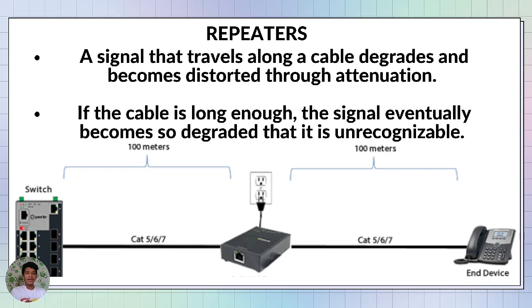So, repeaters. A signal that travels along a cable degrades and becomes distorted through attenuation. If the cable is long enough, the signal eventually becomes so degraded that it is unrecognizable. As shown in the figure, repeaters accept a signal, clean it, regenerate it, and send it down the line, effectively doubling the length of the network.